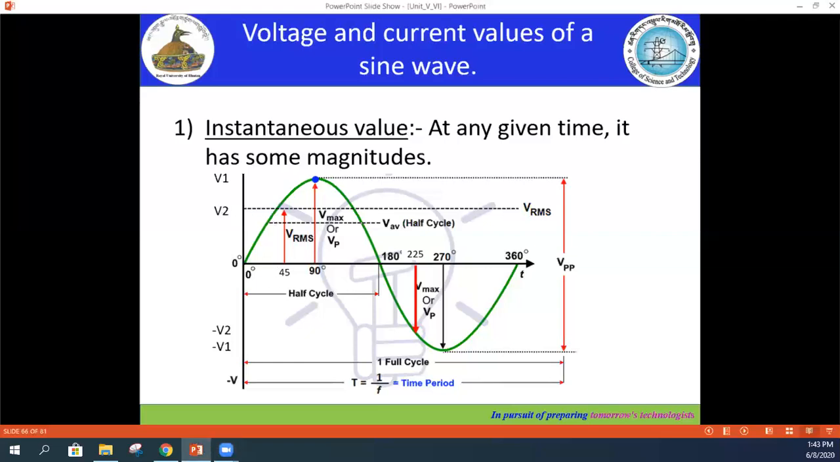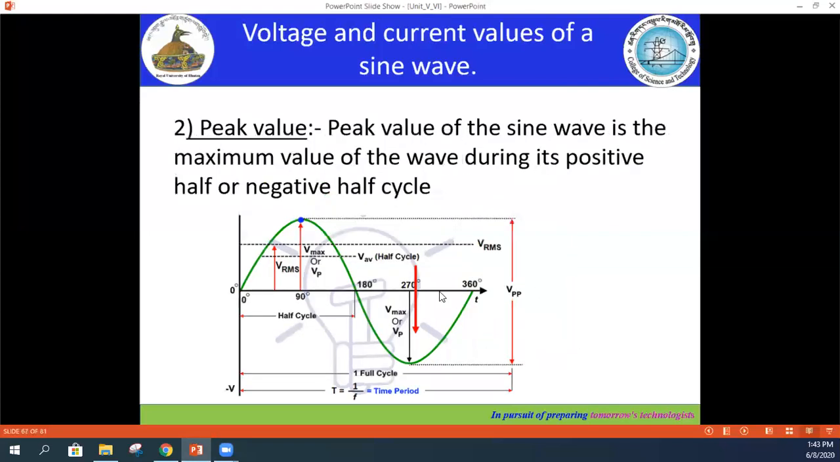And then let's see the second terminology here. We have the peak value. The peak value of the sine wave or the AC signal is the maximum value of the wave during each positive half or negative half cycle. Now remember that in a complete AC signal, you will have two peak values. One is the positive peak value and the other one is the negative peak value. And if you try to find the average of this positive and negative, we should get 0.